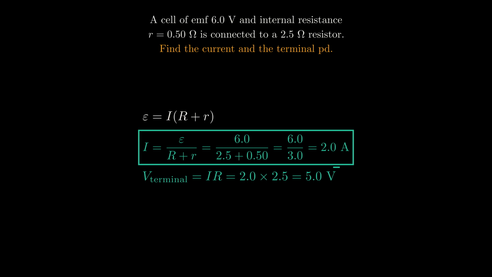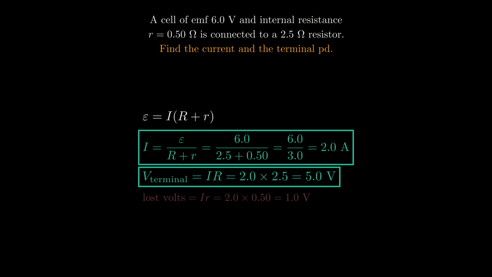Where did the other volt go? It was lost inside the cell, I times r. 2 times 0.5. 1 volt dropped internally. 6 volts of EMF, but only 5 reached the circuit. That missing volt is the signature of internal resistance.